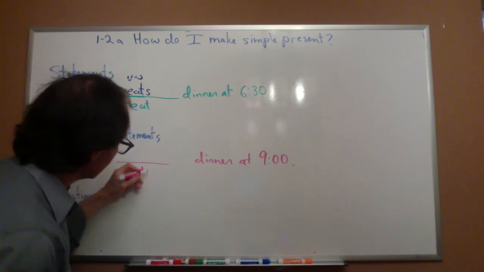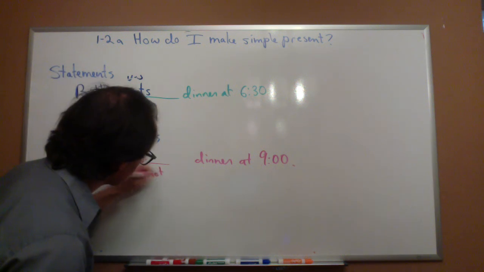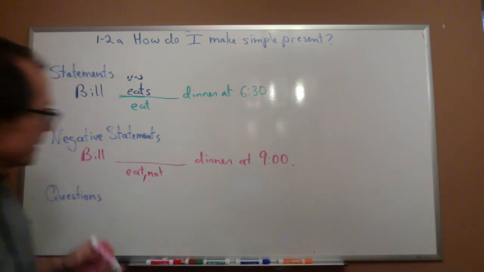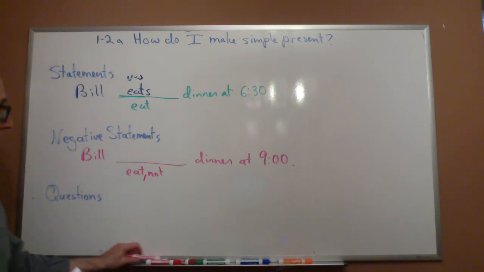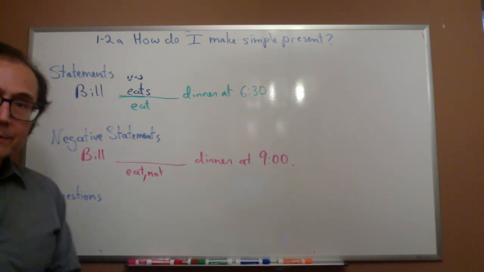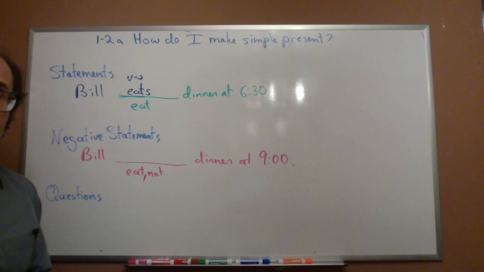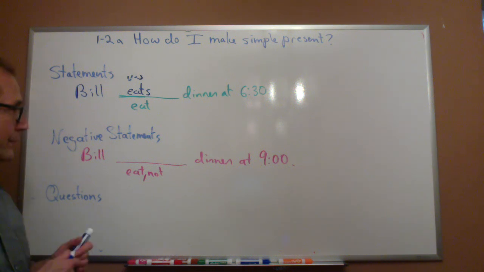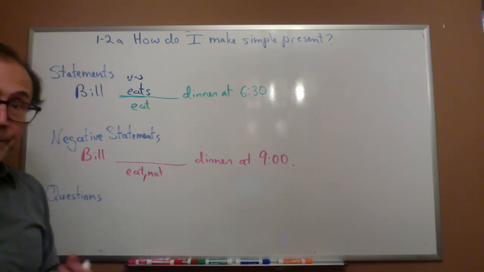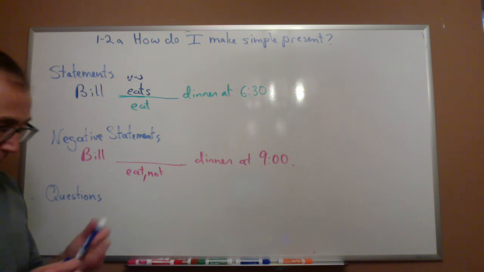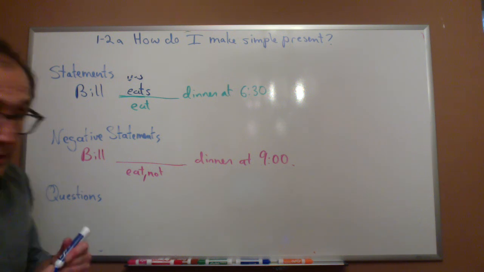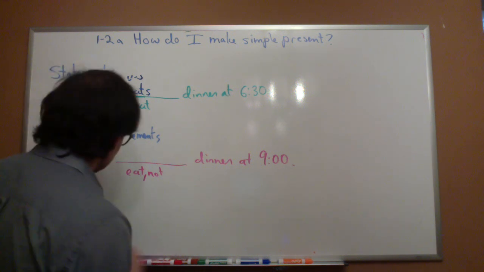Bill blank, oops, sorry, I want to change that. I want to say, eat not dinner at 9. What would I put in this blank? I want to show that this doesn't happen at 9 o'clock. Okay, it happens at 6:30. Oh, by the way, you can always pause the video, but I'm just going to move ahead right now.